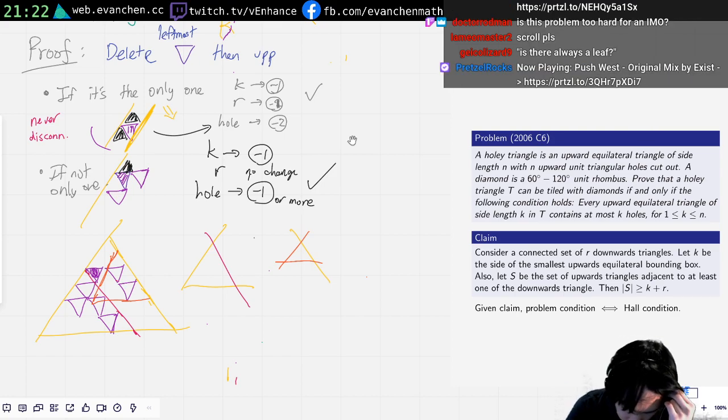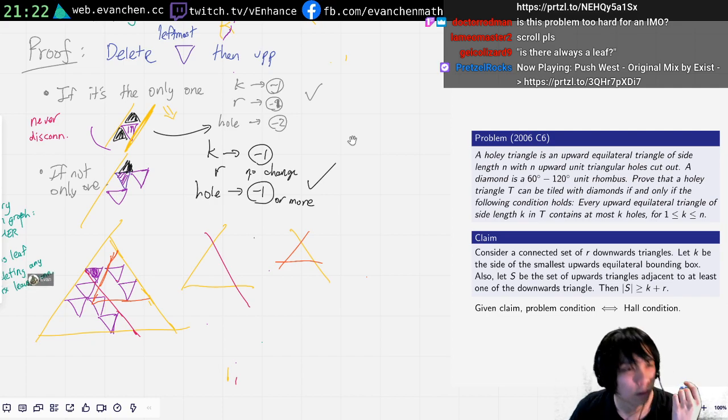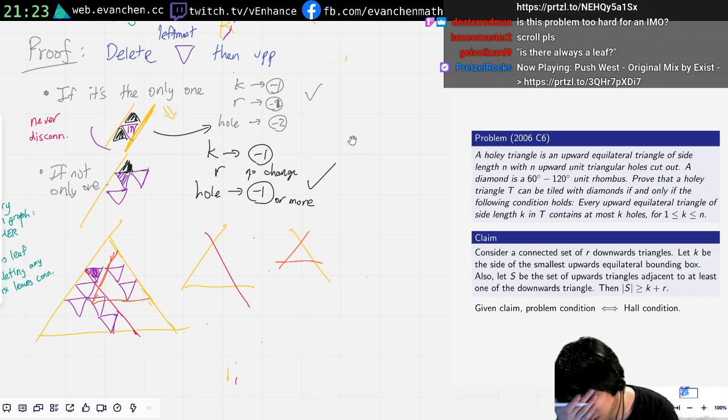So what I'm saying is, I do need: every connected graph has either a leaf, or deleting any vertex doesn't disconnect it. Is that true? Because I want to say there's always a cycle passing through any particular vertex.